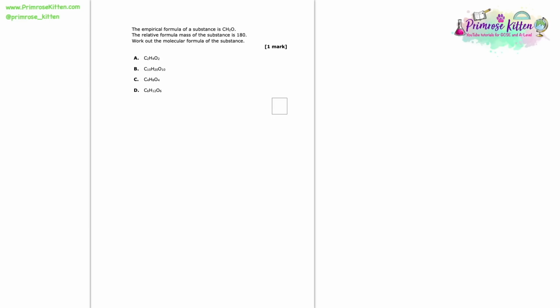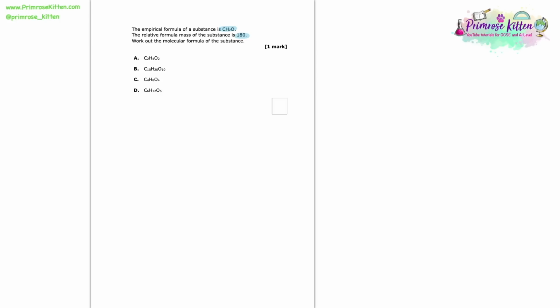The empirical formula of a substance is CH2O. The relative formula mass of the substance is 180. Work out the molecular formula of the substance. So here, what we need to do is to first remember what an empirical formula actually is. Now, the empirical formula tells us the simplest whole number ratio of atoms in a molecule. So that means it could be any scaled up version for the actual molecular formula.